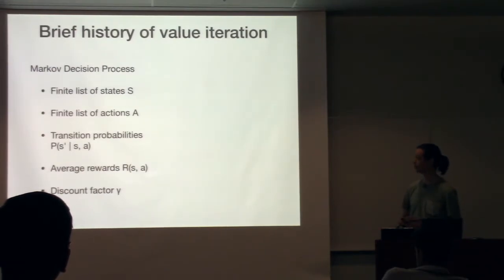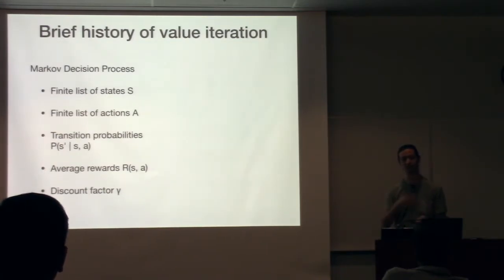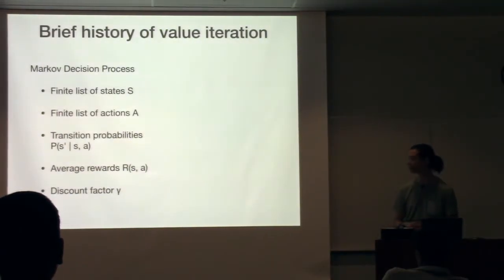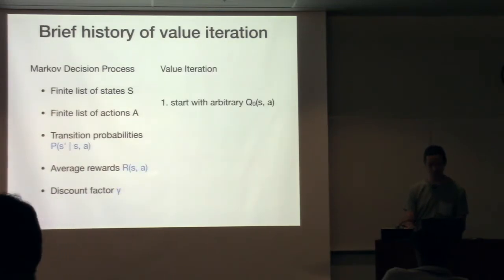An optimal policy is a list of instructions for each state of which action you should take. If you follow this optimal policy, you're going to get the maximal reward possible according to how much you care about the future rewards and how much you care about current rewards, based on gamma.